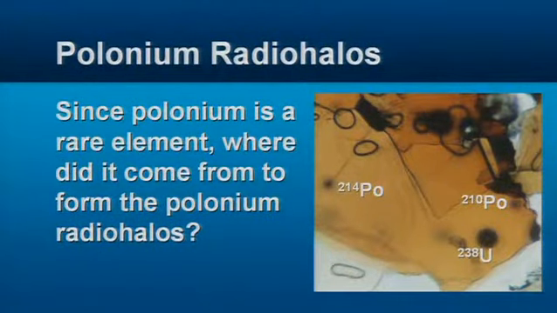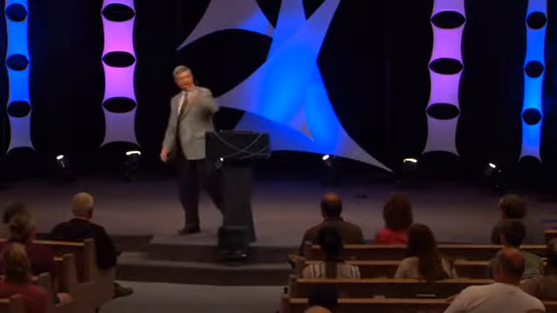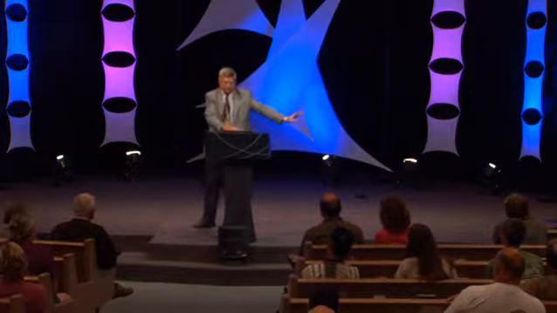So here's the clue. Since polonium is a rare element, where in the biotite flakes could the polonium have come from to form the radio halos? This was the key question that struck me, that gave me the answer. You see, you have to ask the right questions to get the answers. And that's what's happening in the evolutionary community. They're not asking the right questions. But when you ask the right questions, you'll say, now wait a minute, there is a source of polonium right there in the biotite.